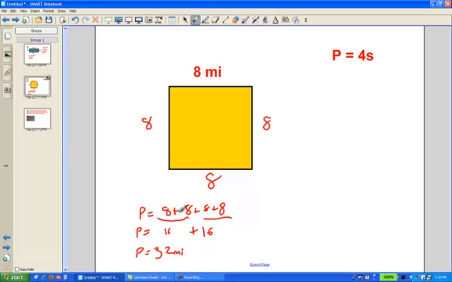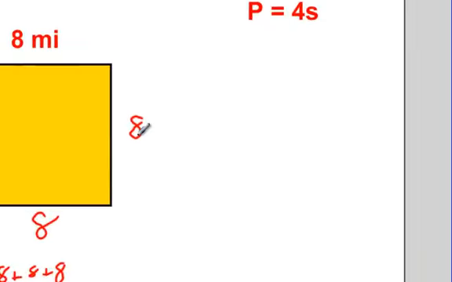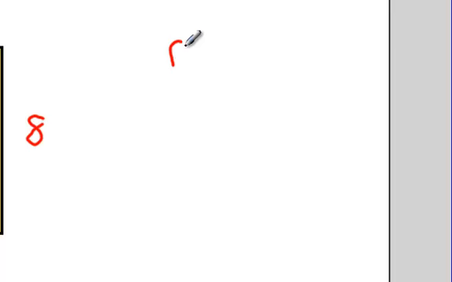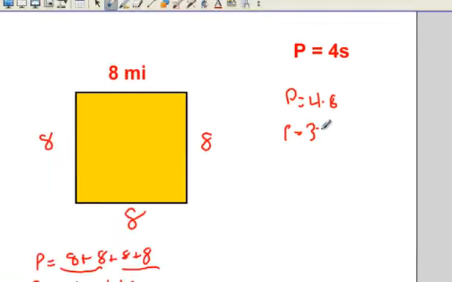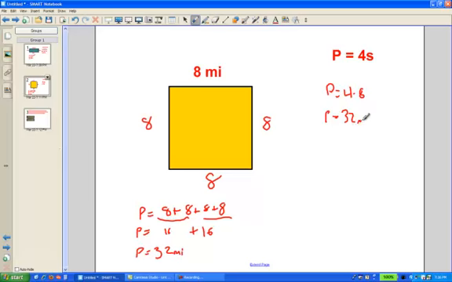And you're probably saying to yourself, well, if you got exhausted from saying all those 8s, why don't you just multiply? Good idea. P equals 4 times the side. What's the side here? 8 miles. So S stands for side. In this case, the side is 8 miles. So we're multiplying by 4 since there are 4 sides that are all equal. And P equals, in this case, 32 miles. 4 times 8 is 32.